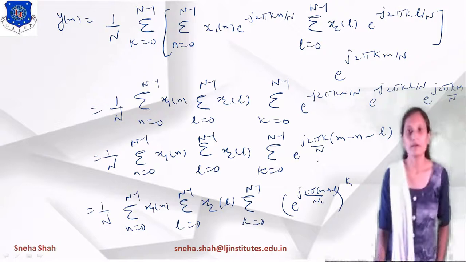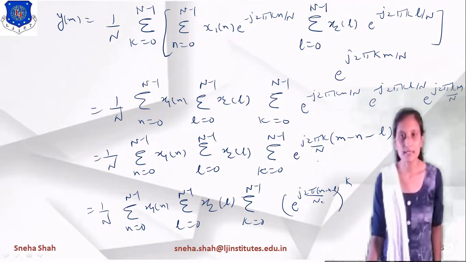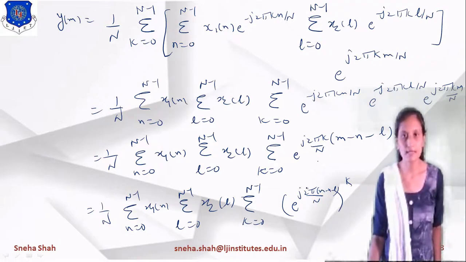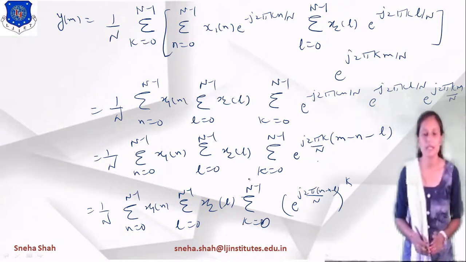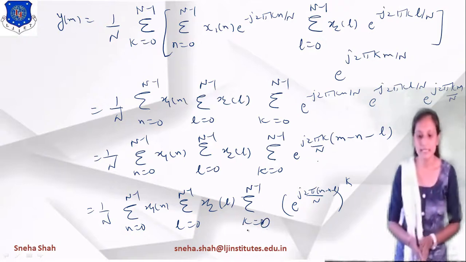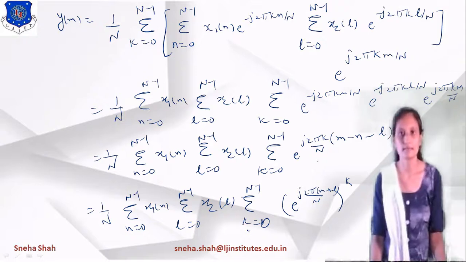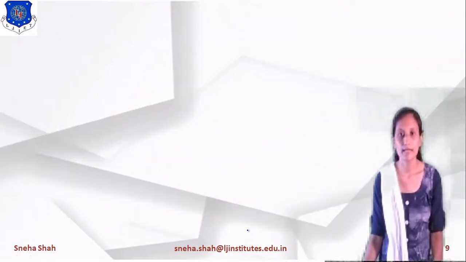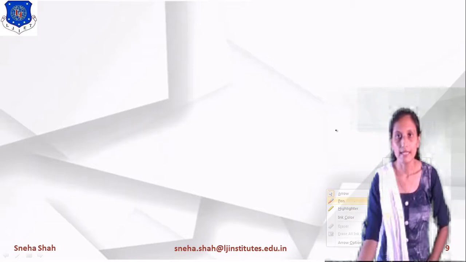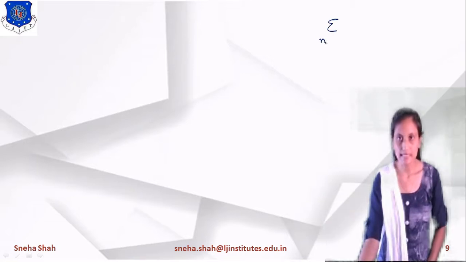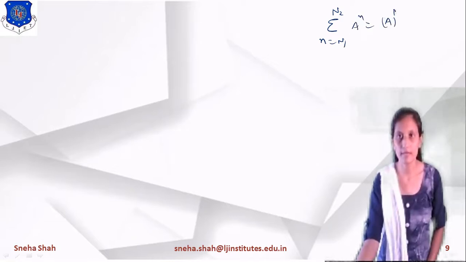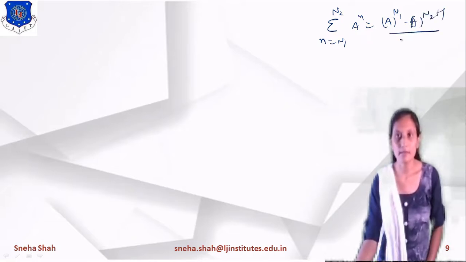Now if we apply the rule, you can see that the range of the summation is finite. So we represent it in this form: if I am writing the summation n equals n1 to n2, meaning I am taking two finite ranges, of a raised to n, then the term will be a raised to the lower range minus a raised to the upper range plus 1, divided by 1 minus a. So if I apply this rule, what will be the value?